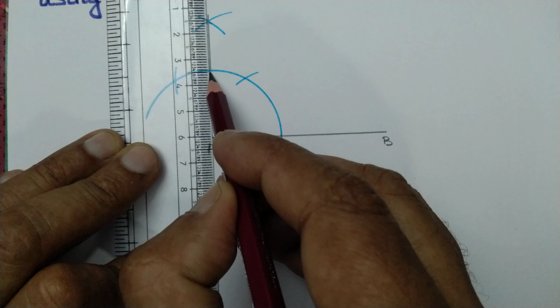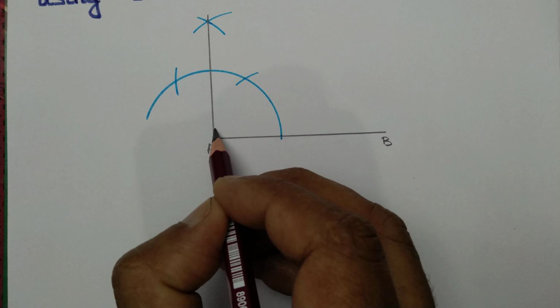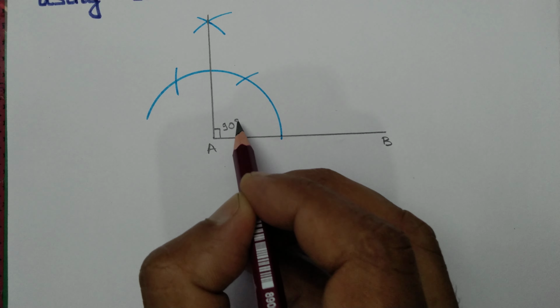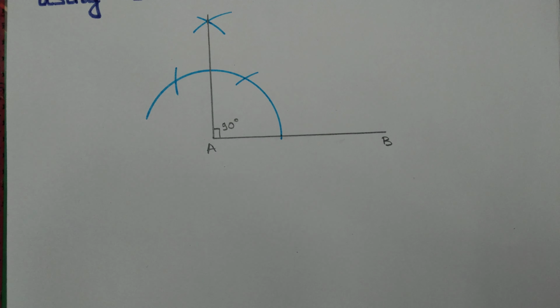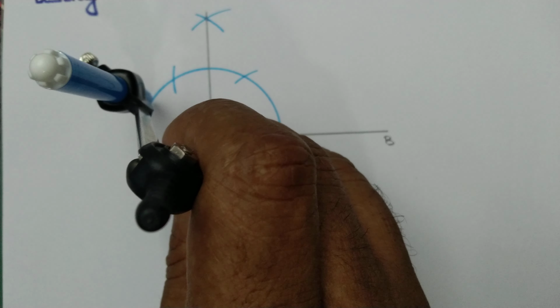Join the intersection point of the 4th and 5th circular arc to the point A, and we obtain angle A that measures 90 degrees. However, we want to draw an angle that measures 135 degrees. We know that 90 degrees plus 45 degrees gives 135 degrees.